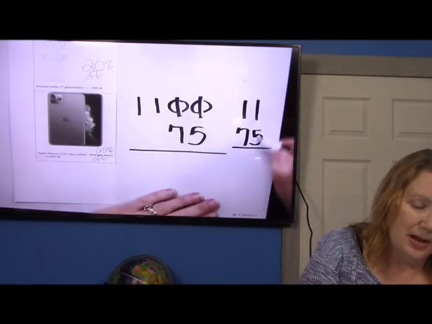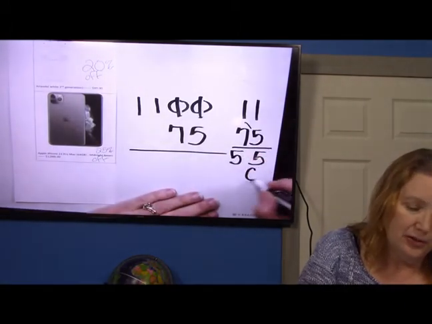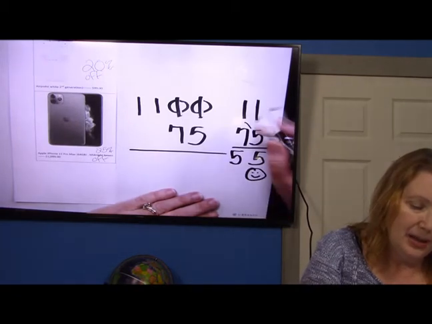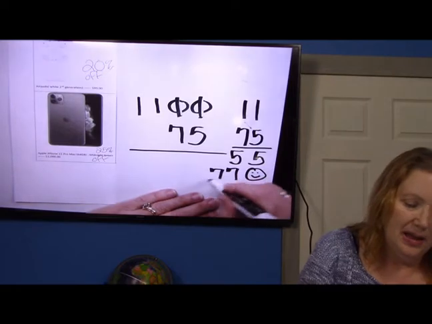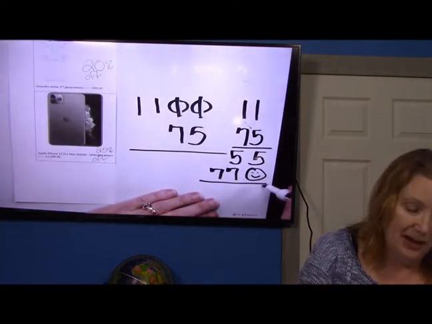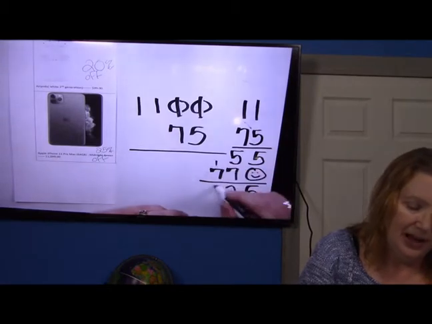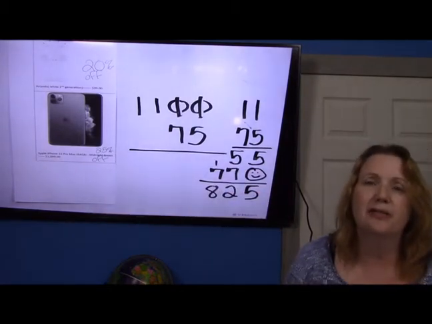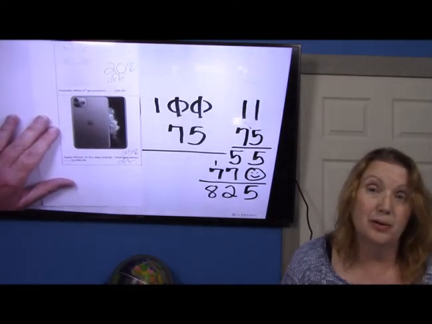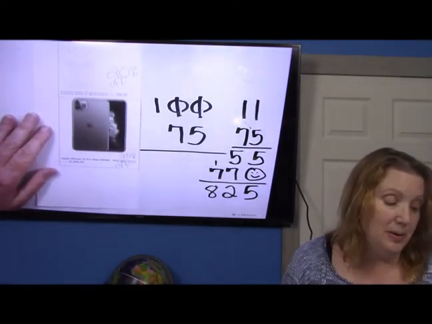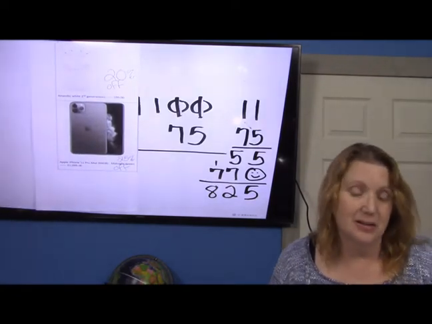So let's multiply. We get 5 and 5. We put our filler 0 in here. And then multiply by 7, 7 and 7. And when I add straight down, I have 5, 2, and 8. $825. That's a lot less than what I was going to pay before. So that might be worth giving our uncle a call to see if now he would buy it for us.